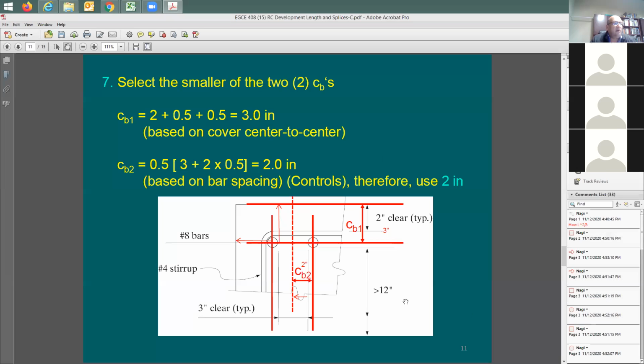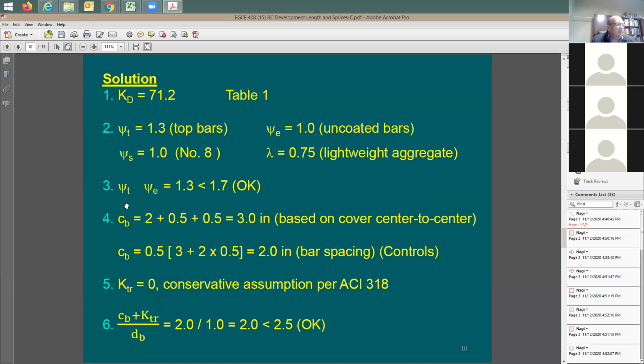When you go to smaller cover around the rebar, you're going to go with longer development length. So I'm going to be taking the smaller. I'm going to go back one slide to look at the other information I have. K sub TR, as we said, we're going to assume to be equal to 0. Now, C sub B plus K sub TR divided by D sub B. Now, this one here, we're going to set it to 0, right? I'm going to cross it out.